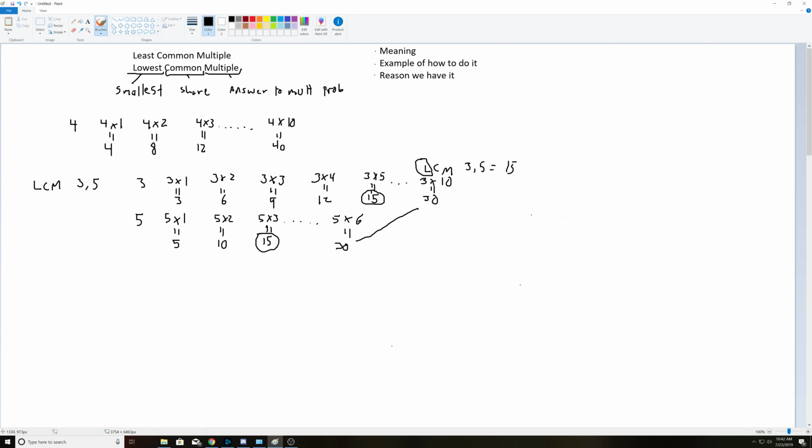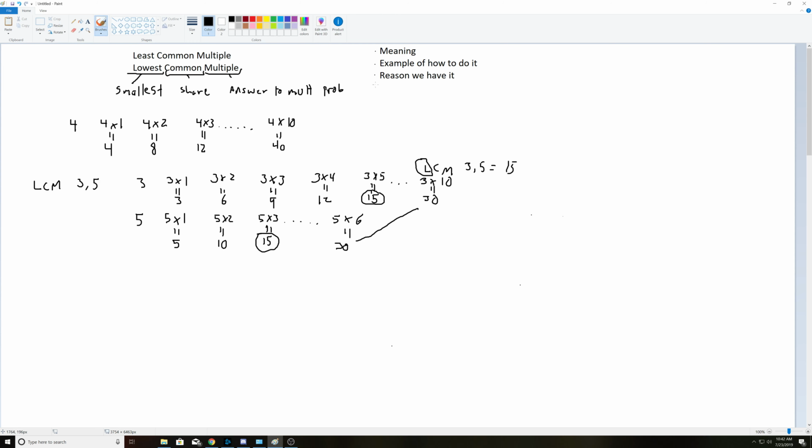And once again, the reason you want to go with the smallest number first instead of just listing out a bunch of multiples for each one is that this will ensure that you always get it and you don't accidentally skip over it, because that's a very common thing. Students just list out multiples and they miss the first one by mistake.